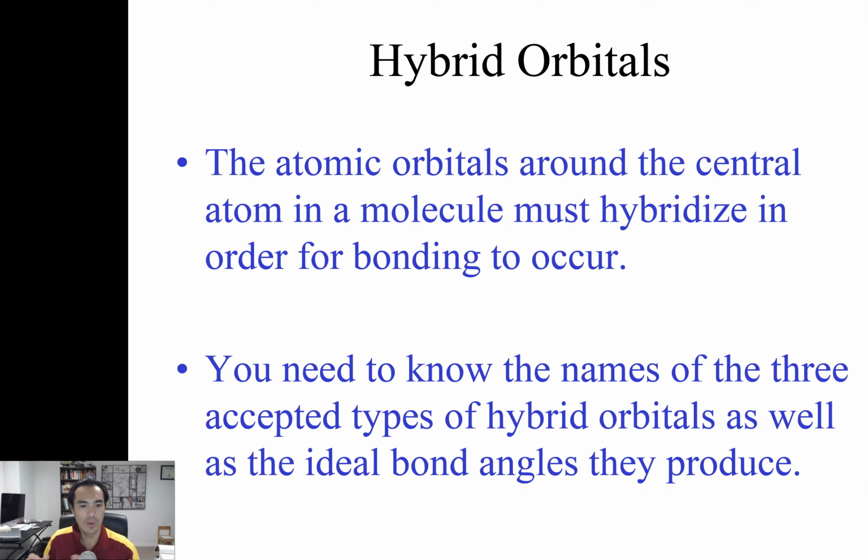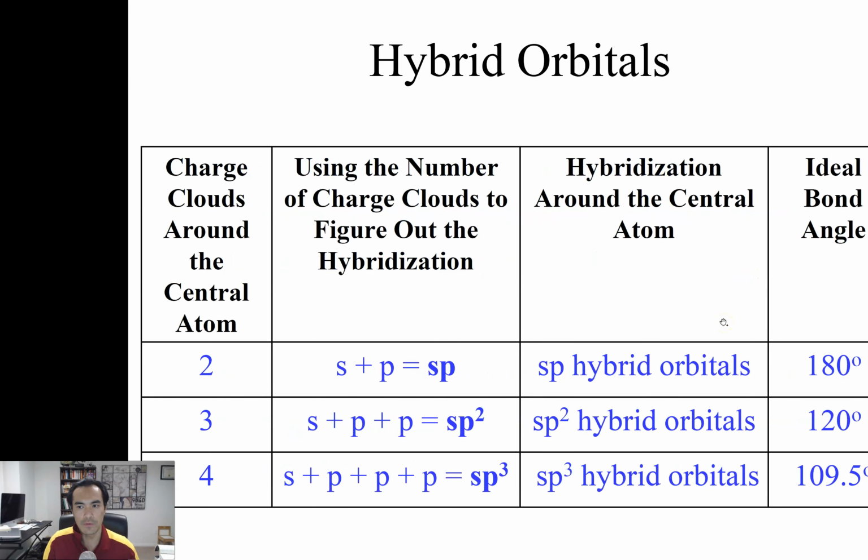on the side. And what you're going to need to know is the names of 3 accepted types of hybrids and their bond angles that come with them. So let's go ahead and jump right into those. The ones you have to know here are going to be charge clouds around the central atom. Earlier we defined a charge cloud as an area where electrons are found. These charge clouds are basically areas where electrons are going to be bonded to the central atom.